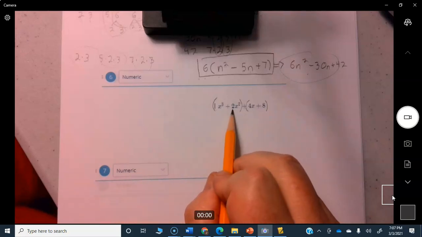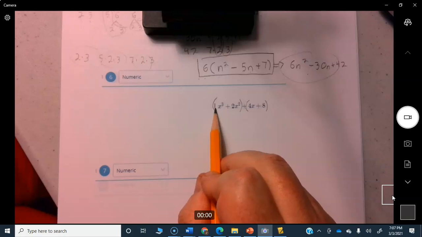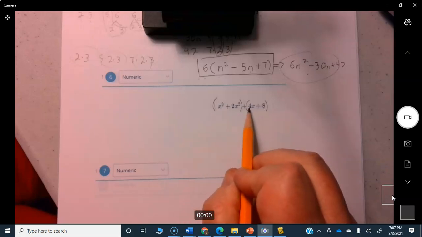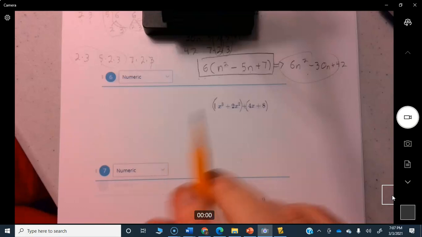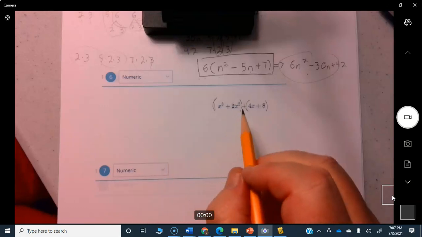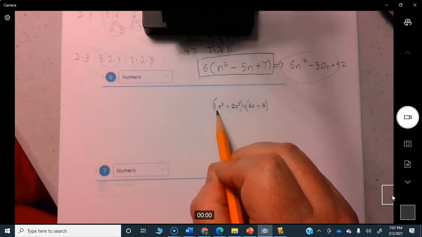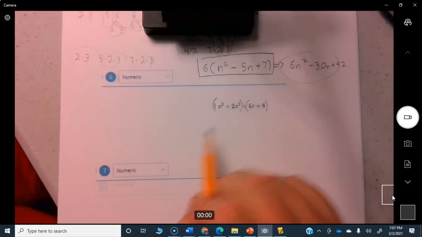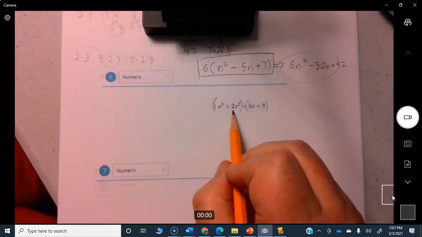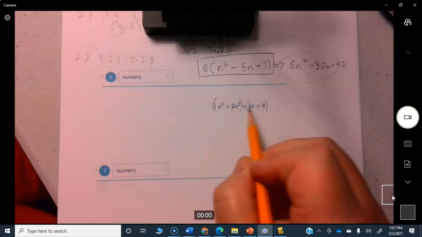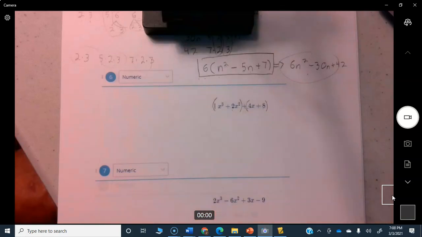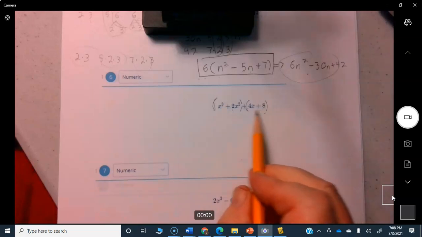Notice that this number is twice this number. And this number, 8, is twice this number. Now it doesn't have to always be twice the value, but as long as the ratio of this number to this number is the same as the relation of this number to this number, in other words 2 to 1, this is a 2 to 1 ratio, and 8 to 4 is a 2 to 1 ratio. You have twice as many here as you have here.